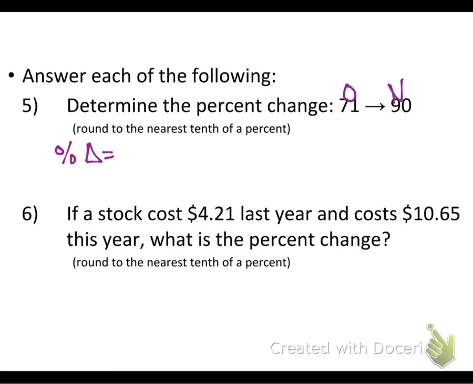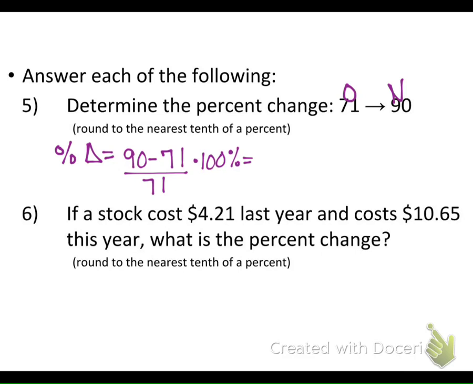Okay, so if we have new minus old, what's that going to be? 19. What's new minus old? 90 minus 71. Okay, divided by old, 71, times 100. Okay, what does my direction say I'm going to do? I'm going to round to the nearest tenth of a percent. So it says round to the nearest tenth of a percent. That means I'm dealing with a percent, I'm not dealing with money. When I multiply these out, what's the number that I get?